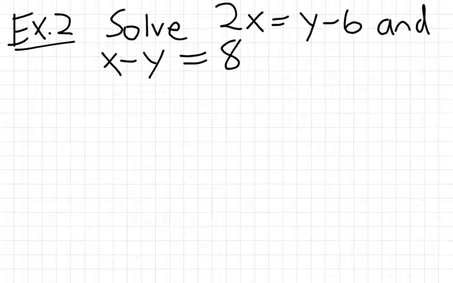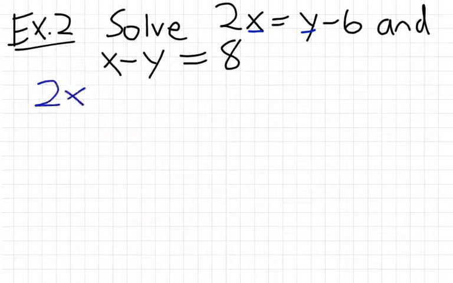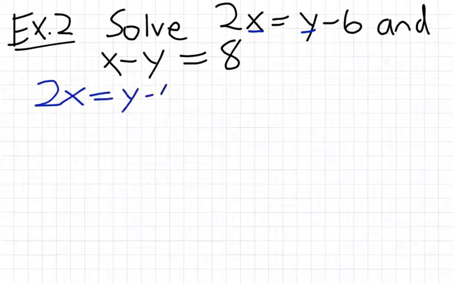All right, our question is, for example 2, solve 2x equals y minus 6 and x minus y equals 8. All right, so our first thing, if you recall, is define our variables. Well, we already have our variables. We have our x and our y, so we're good there. Second, we want to convert both of them into slope-intercept form. Well, that's not done. So I'm going to write down the 2x equals y minus 6.